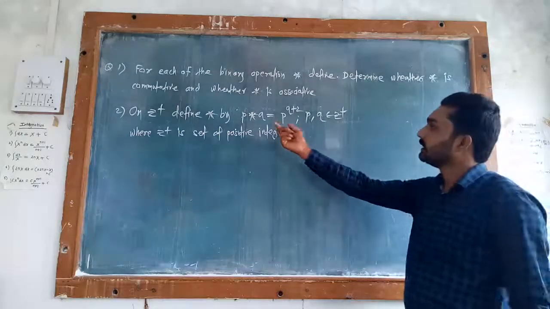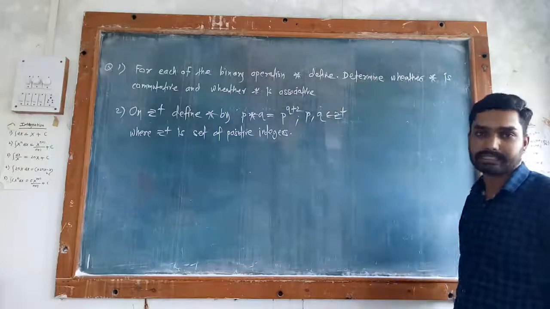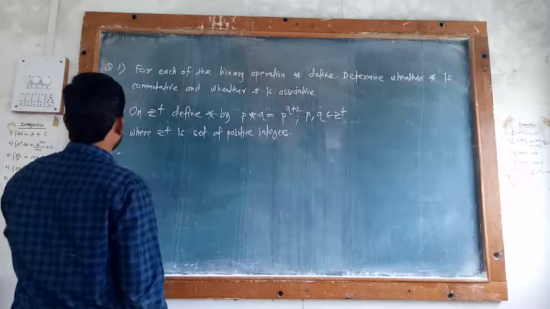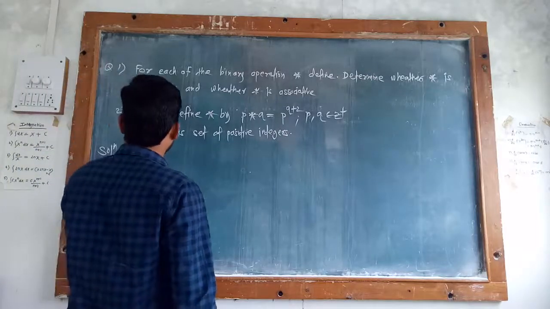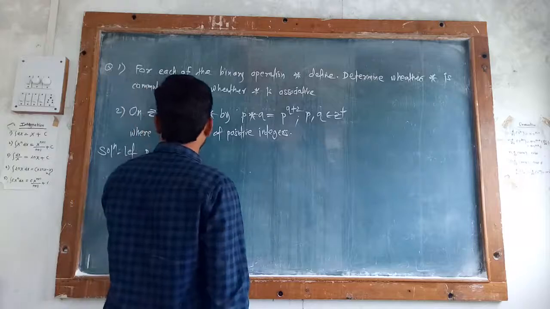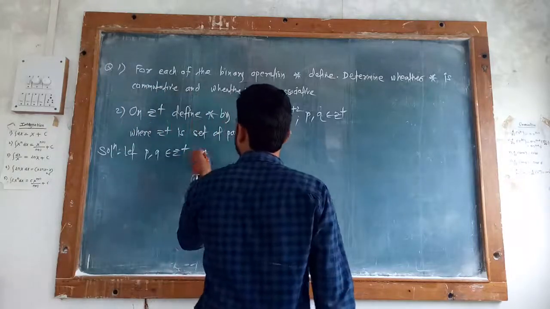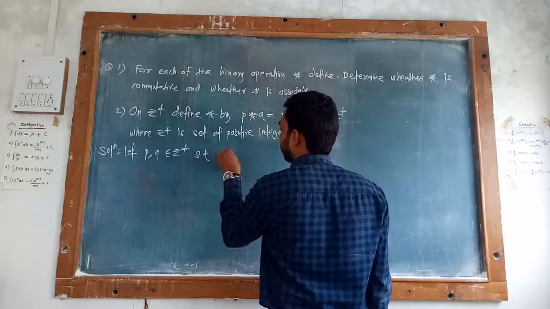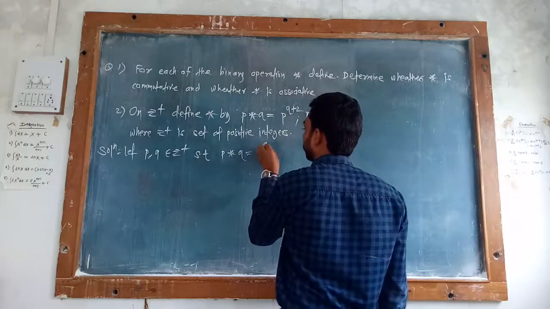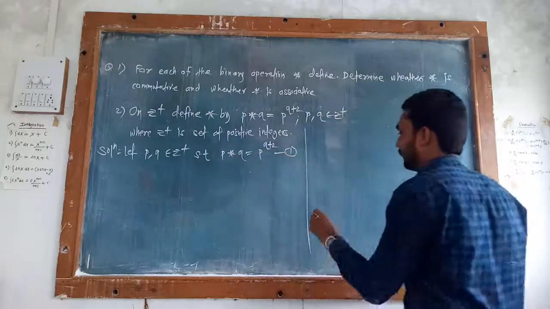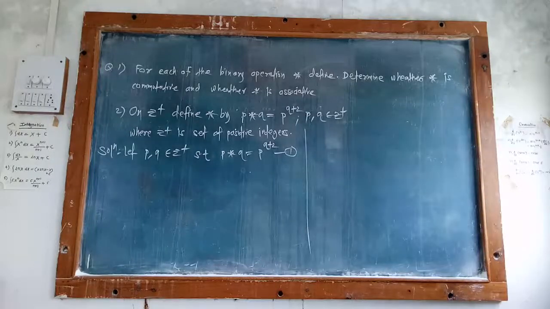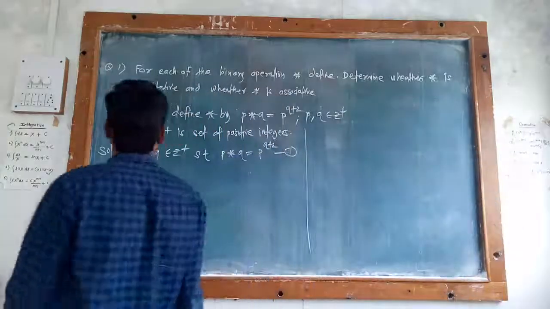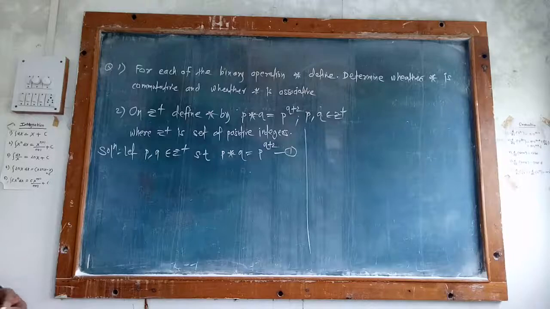Now we have to check whether star is commutative and whether star is associative. So let us write the solution. Same procedure. Let P, Q be members of Z plus, that is positive integers, such that P star Q equals P raised to Q plus 2, called equation 1.